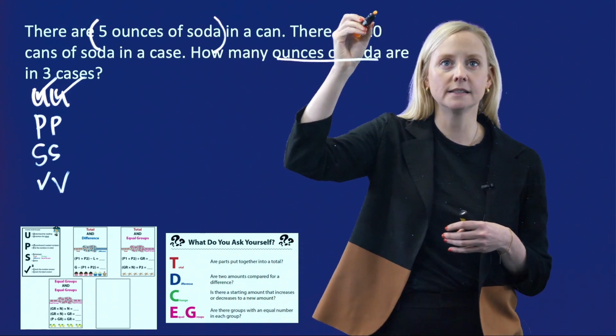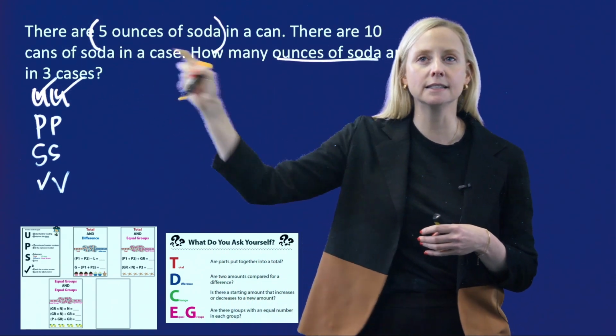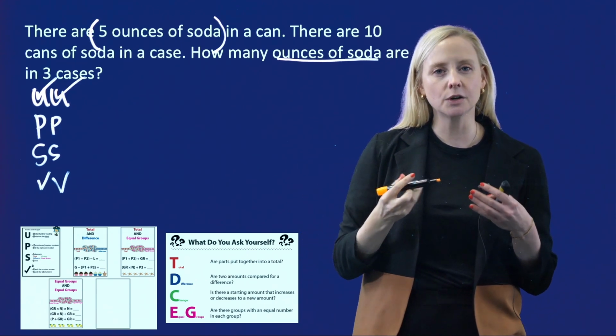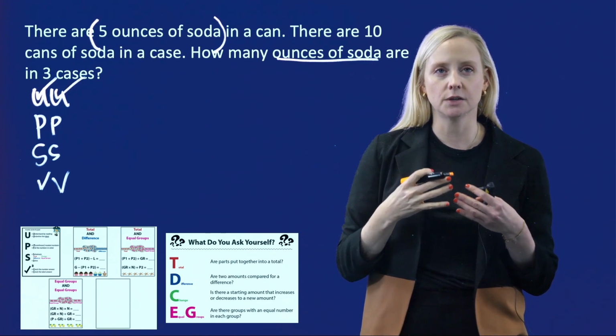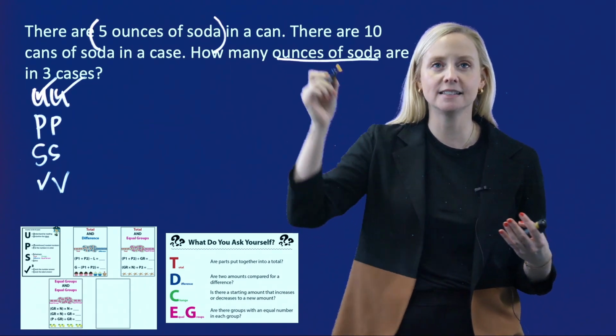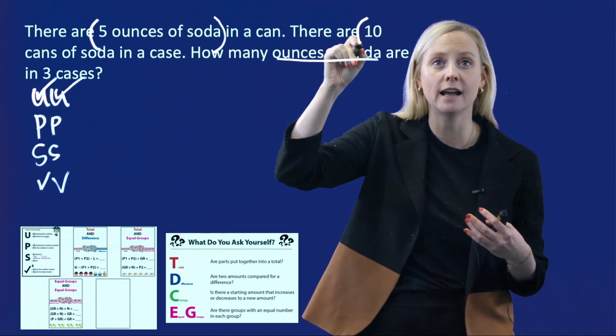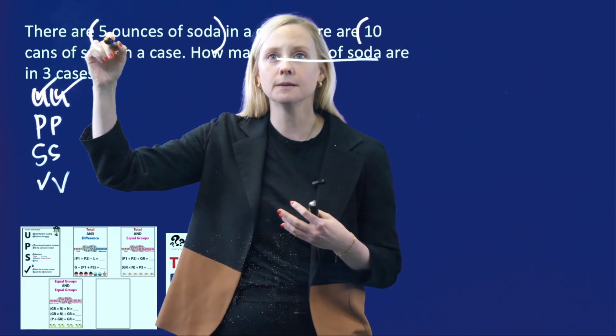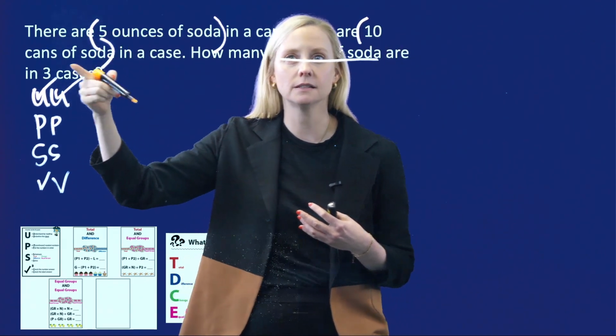My next number is 10. That's about cans of soda. But cans of soda are related to ounces of soda. We're all talking about soda and ounces and cans and cases. So that's relevant. I know that I need that number, so I'm going to put that also in parentheses.